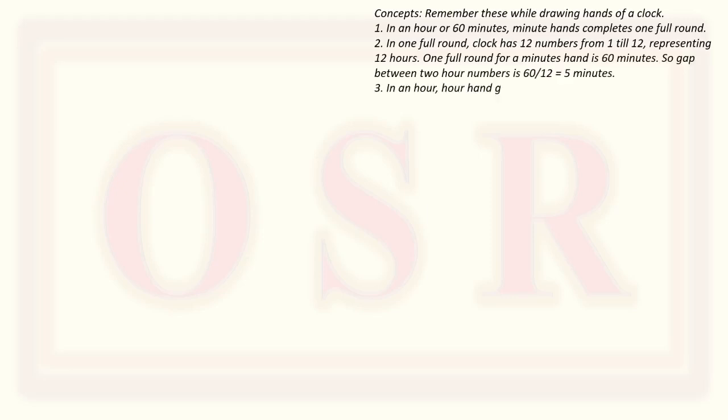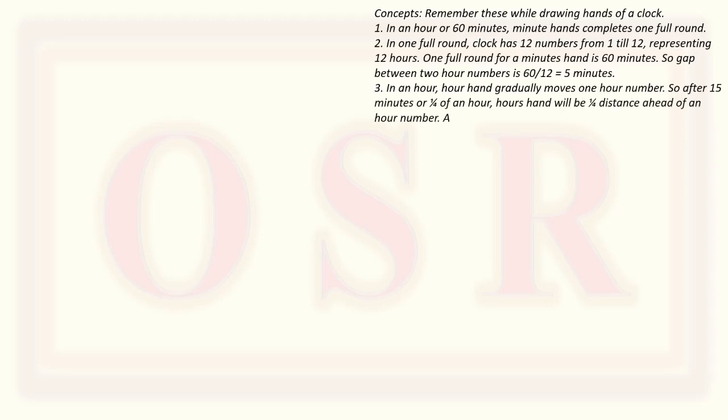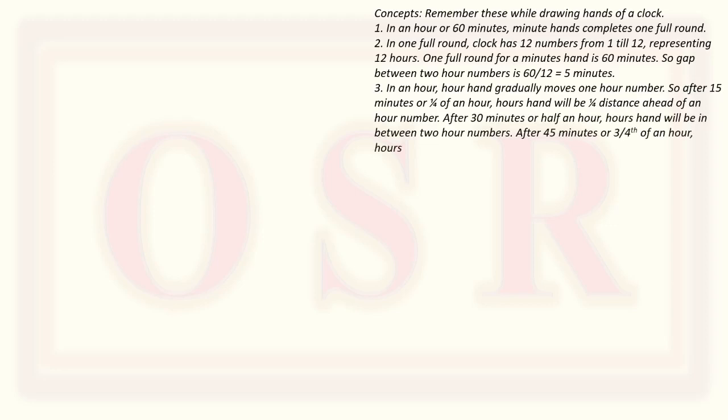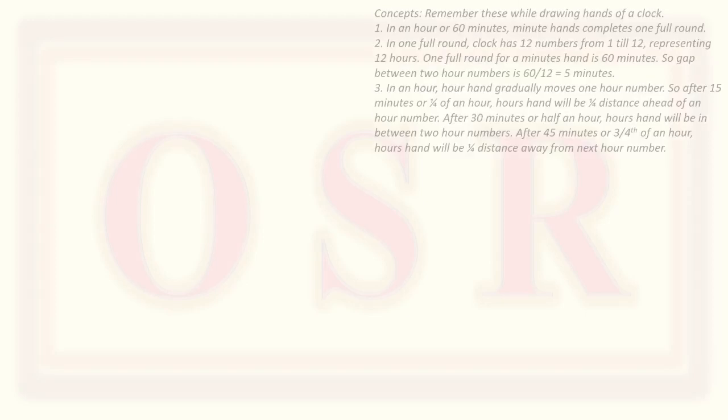In an hour, our hour hand gradually moves 1 hour number. So after 15 minutes, or 1 by 4th of an hour, our hour hand will be 1 by 4 distance ahead of an hour number. After 30 minutes, or half an hour, our hour hand will be in between 2 hour numbers. After 45 minutes, or 3 by 4th of an hour, our hour hand will be 1 by 4 distance away from the next hour number. Okay guys, just remember these things.